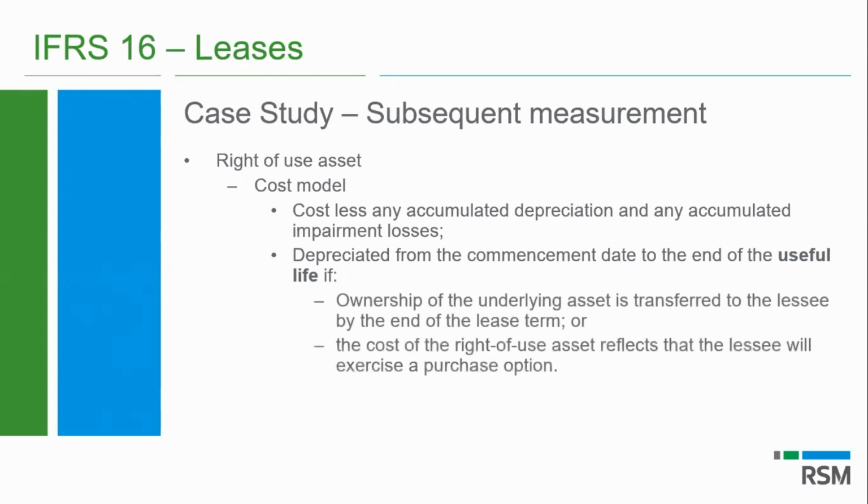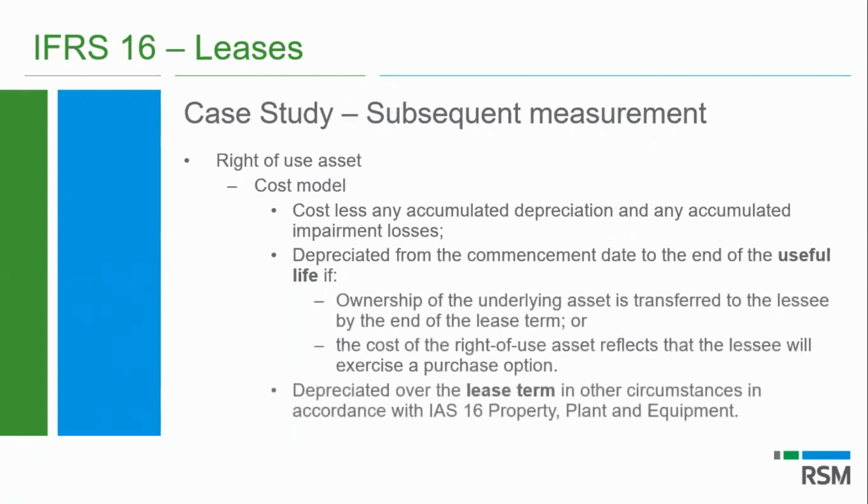So if ownership of the underlying asset is going to transfer at the end of the lease term, or it's reasonably certain that you will exercise the purchase option, then the right of use asset will be depreciated over the useful life. In all other circumstances, where it's not likely that you'll take ownership, or ownership doesn't automatically transfer at the end of the lease term, you would depreciate that asset over the lease term in accordance with IFRS 16.